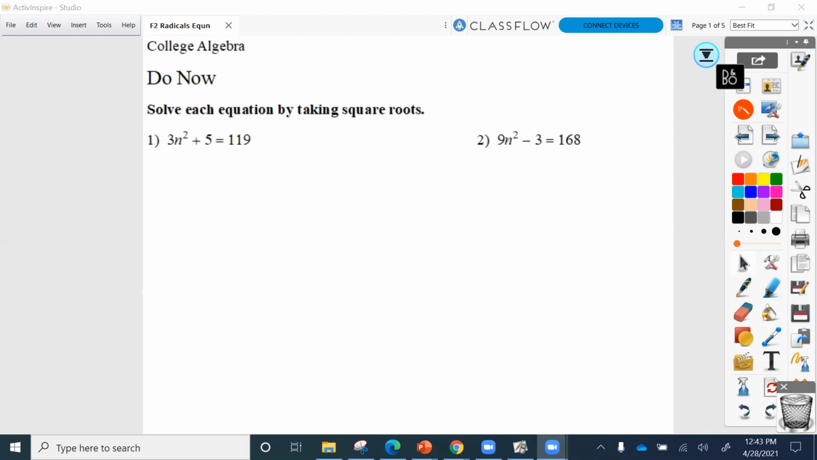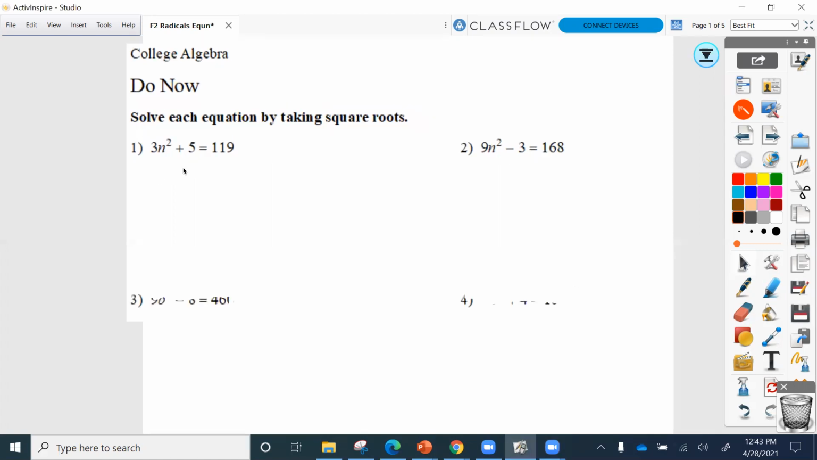Last class, we learned how to simplify radicals. Now we're going to solve equations and we'll have to simplify the answers. So to solve this first problem, we would subtract 5 from both sides of the equation.